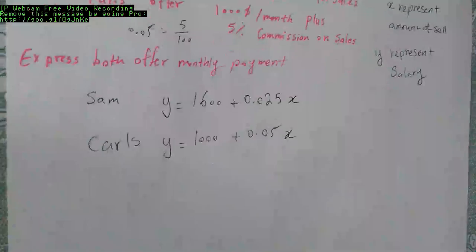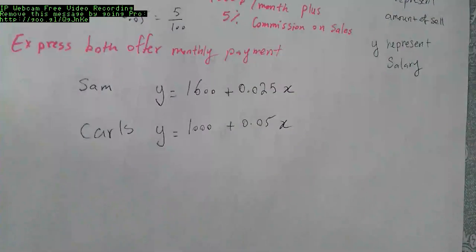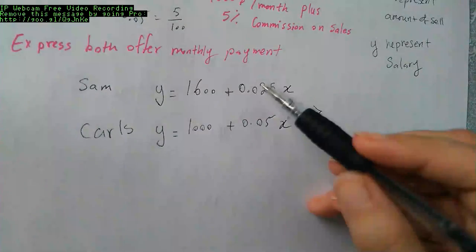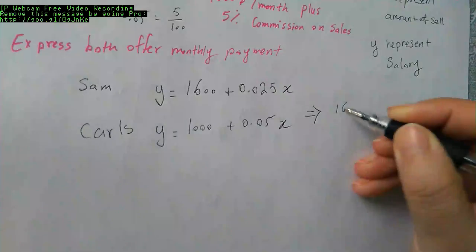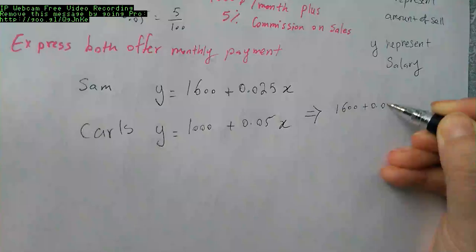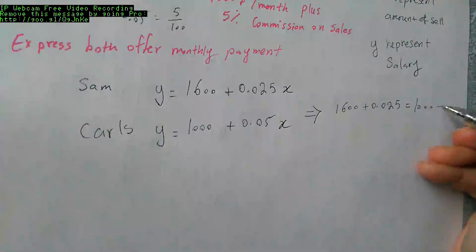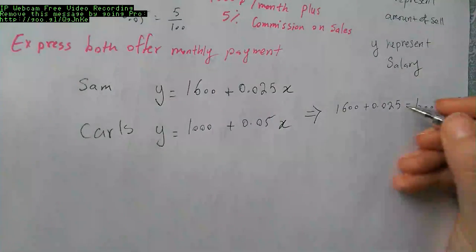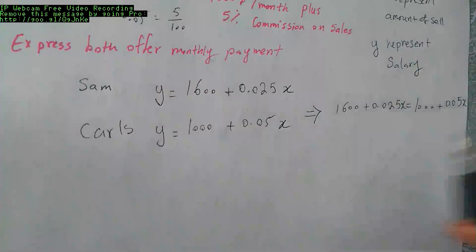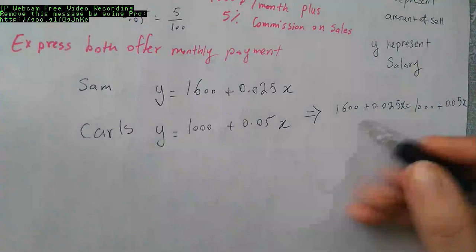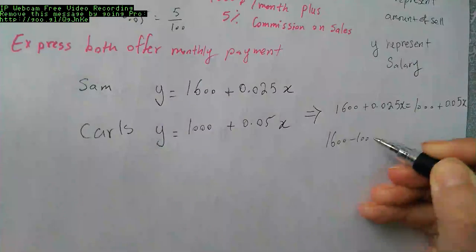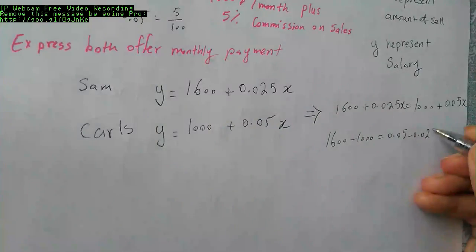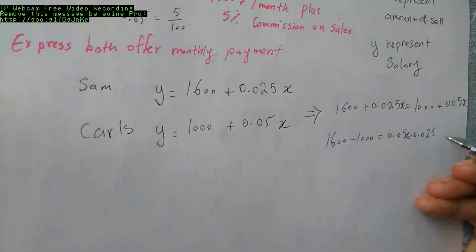You want to see which offer is better. So to do that, I would like to graph these two. I would like to see what is the point of intersection between these two. It means I equal the right side of both to each other. So 1,600 plus 0.025x, I equal it to 1,000 plus 0.05x. I forgot x here, x here. So I bring the x's to one side and the numbers to the other side. So 1,600 minus 1,000 equal to 0.05x minus 0.025x. So here is x.